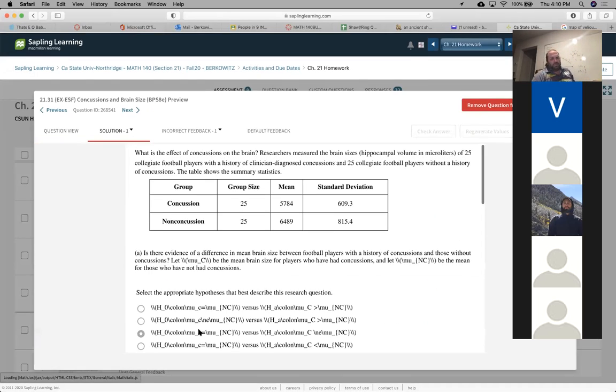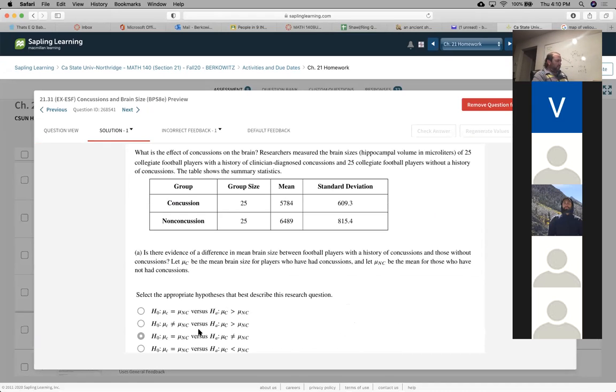So it says, what is the effect of concussions on the brain? Researchers measured the brain sizes of 25 collegiate football players with a history of clinician-diagnosed concussions and 25 collegiate football players without a history of concussions. This table shows the statistics. All right, so they have the same sizes, different means, different standard deviations. Is there evidence of a difference in mean brain size between football players with a history of concussions and those without?